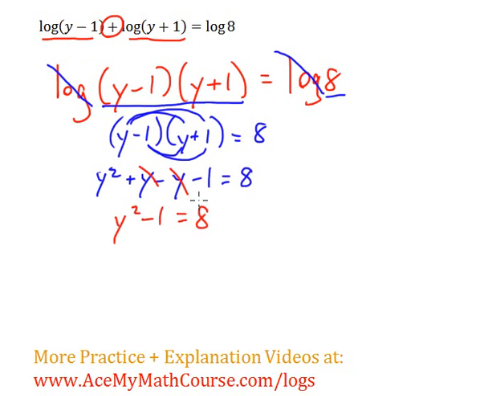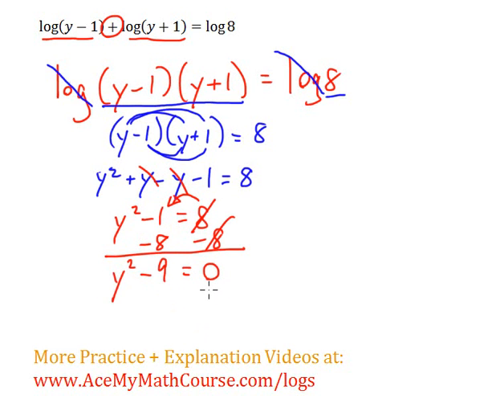Now I can take the 8 over to the left-hand side of the equation by subtracting 8 from both sides. So the 8's go away. We have 0 on the right-hand side of the equation because we had 8 minus 8. And on the left-hand side, we have y squared minus 9 because negative 1 minus 8 is negative 9. Great. Now, how can I solve for this?